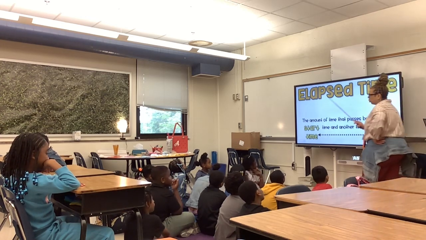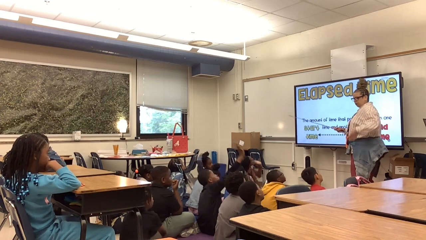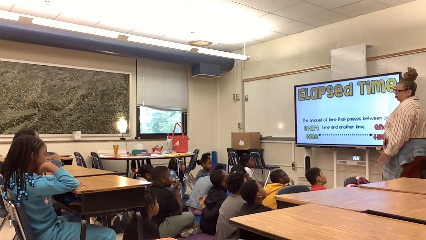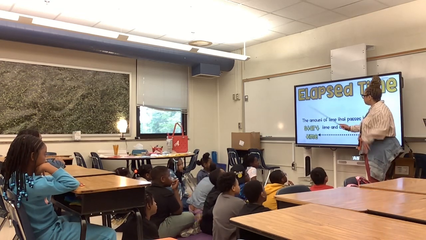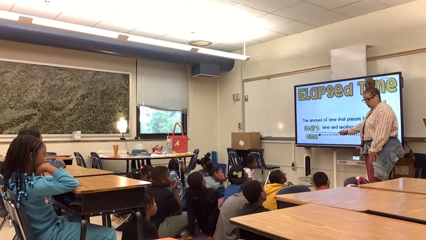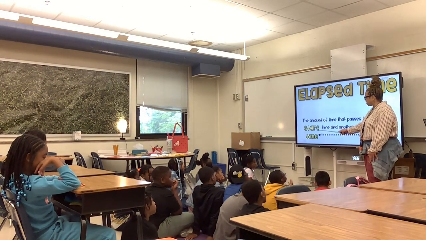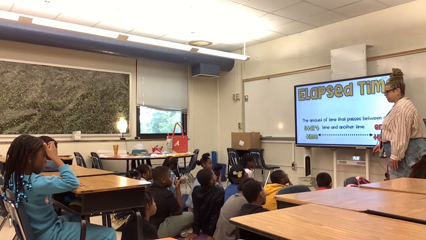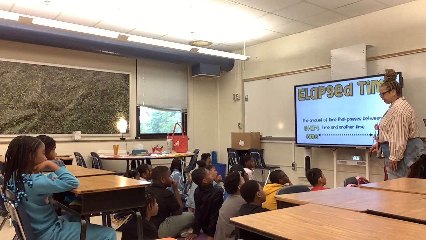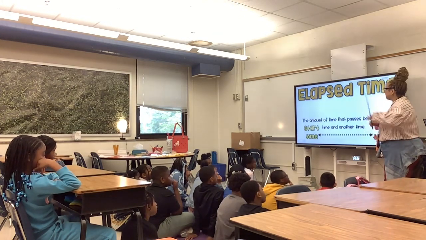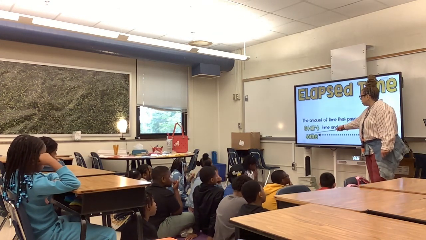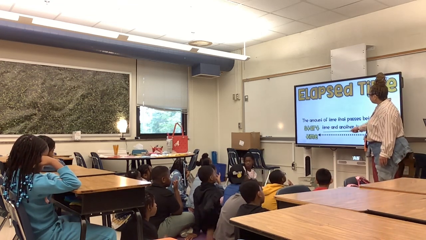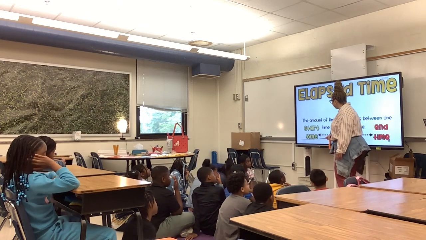Now, elapsed time is the amount of time that has passed between one time and another time. So, we come to school at what time? 7:45-ish, right? We get out of school at what time? 3:15. So the time between when we arrive at school, or our start time at 7:45, and the time that we end school, which today is Friday, don't we get out at 1? No, 3. Oh, full day. So the time that is between 7:45 and 3:15 is called the what? The elapsed time.